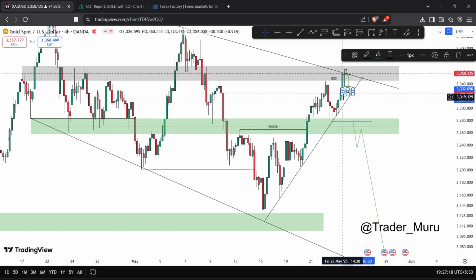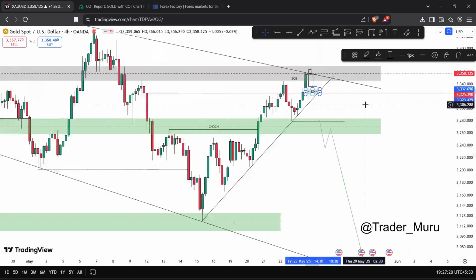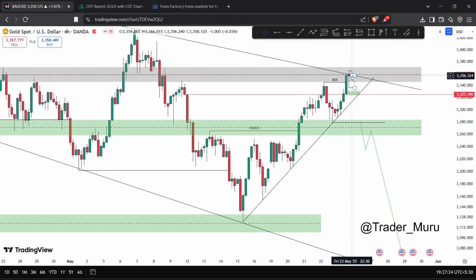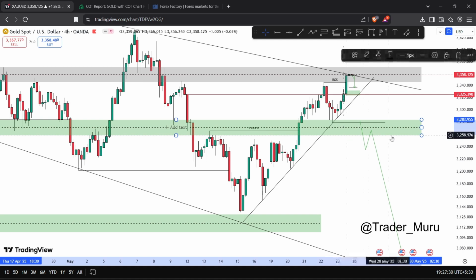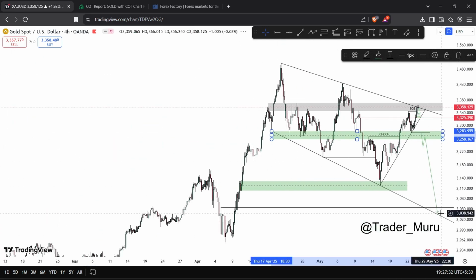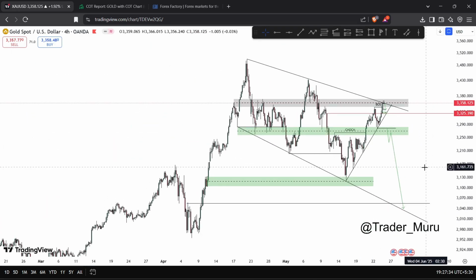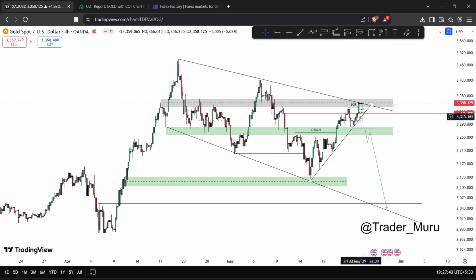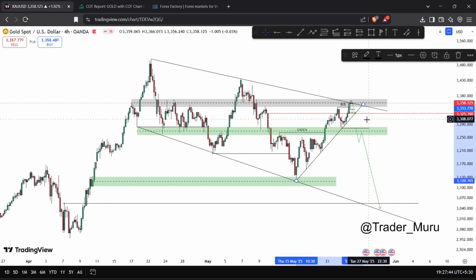After that, I will be watching for this trend line to hold. If this trend line holds, I will be watching for long. If this trend line gets lost and we have a 4-hour structural change and break below this green zone, I will watch for 3000. Before it, watch for only buys right now. After the break of this trend line, do not get involved in long positions.